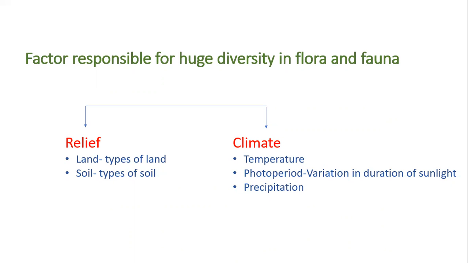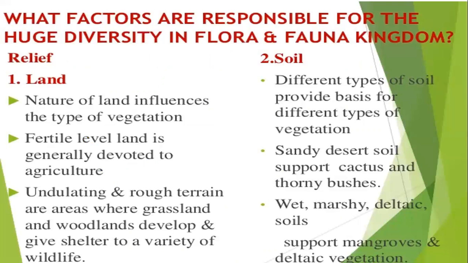Number one is the land. Number two is the soil. These both fall under relief. And then we have temperature, photoperiod, that is variation in the duration of sunlight, and precipitation. These fall under climate. So the two biggest factors responsible for the diversity in flora and fauna are relief and climate.